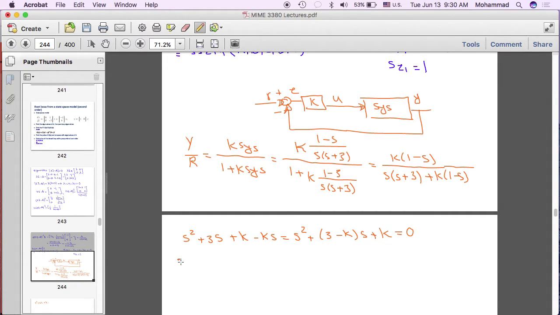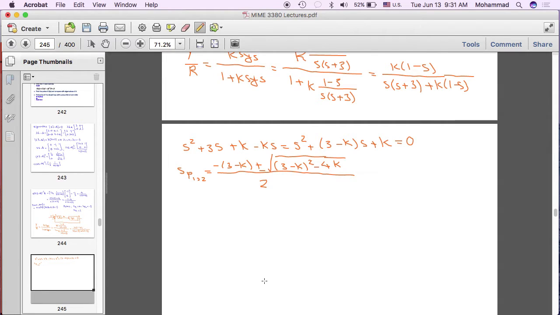So the two values that will make the denominator of the closed loop system go to 0 are the two poles of the closed loop. Again, the same concept. So minus b, which is minus 3 minus k, plus minus square root of b squared, which would be now 3 minus k squared, minus 4ac, which is minus 4k, divided by 2a, so divided by 2.